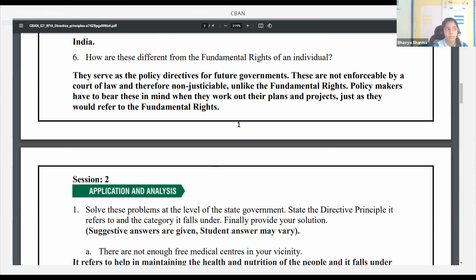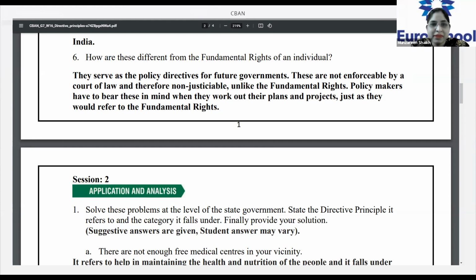Fundamental rights help in framing and making of the privileges that every citizen enjoys. One by one. Yes, fundamental rights are the rights that help in making and framing of new rules. Okay, anybody else? Yes, Simran.